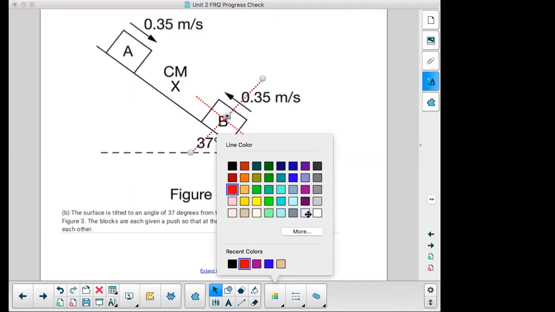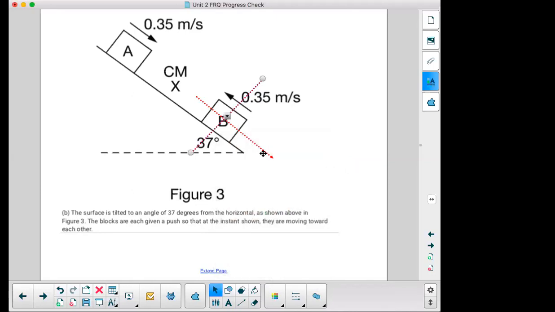Okay, sorry. All right, there's some coordinates there, x and y. I just changed that one to purple. And so B got pushed up the ramp. A got pushed down the ramp. And each at 0.35 meters per second.